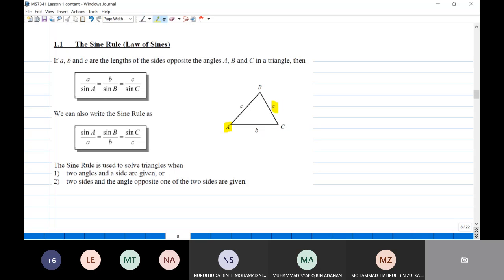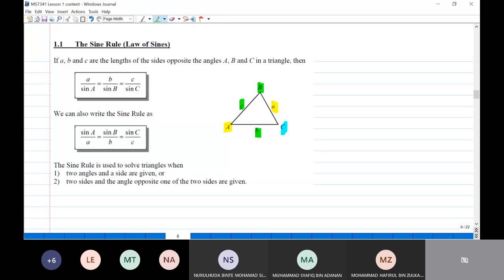And then one angle is B, and the side opposite B is small b. And then one angle is C, and the side opposite C is also called small c. We use small letters to indicate the sides. This is our convention.